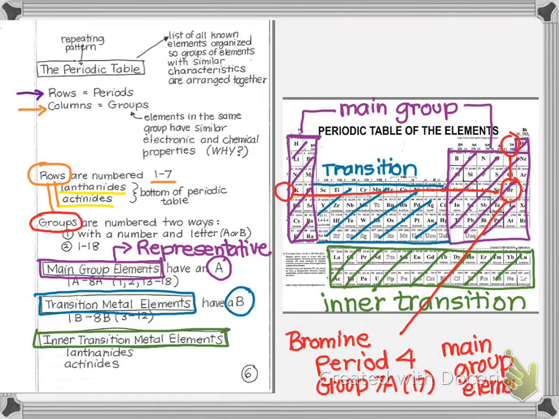So that's the kind of thing that you want to be thinking of when you think of this labeling. I don't have to memorize bromine is period 4 group 7A. I have a periodic table. So I need to memorize how it's labeled. So when I have a periodic table with me, I can understand the connections shown on the periodic table.